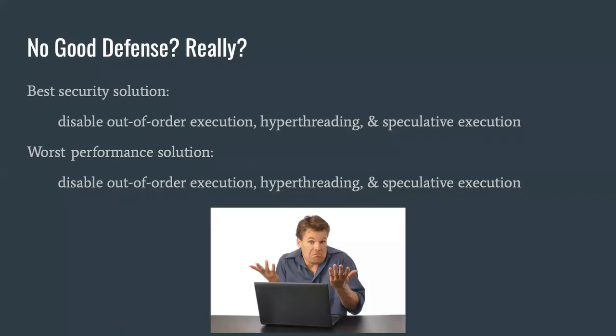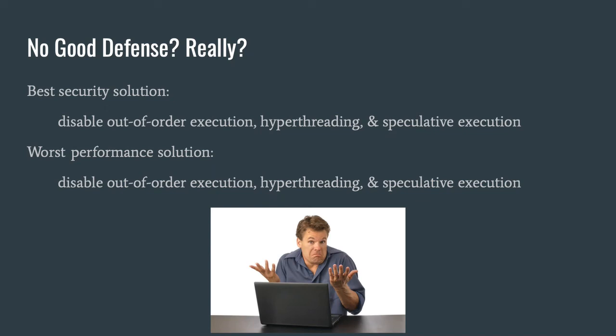So how do we defend against this? There's no good defense, really. Well, the best security solution would be to disable out-of-order execution, hyperthreading, and speculative execution altogether. Without these features, there is no vulnerability to exploit. However, these features are important to the performance of modern-day computers. Disabling them completely would really hurt the performance that we see.